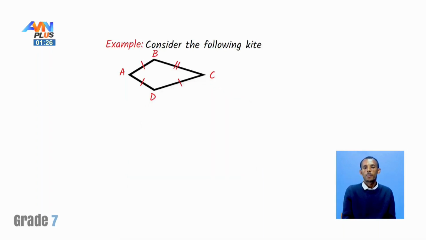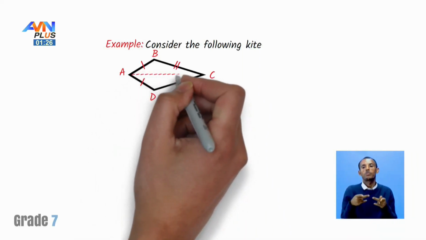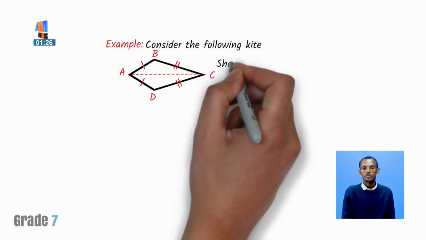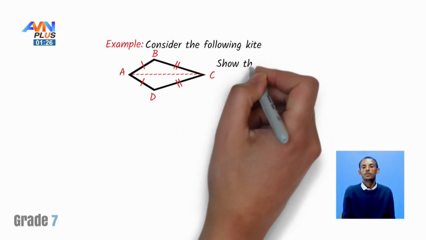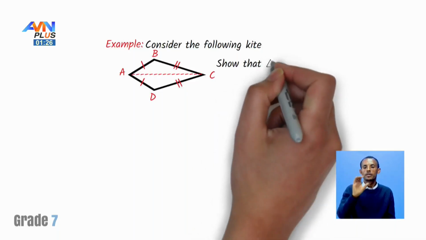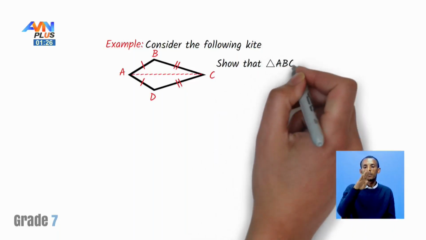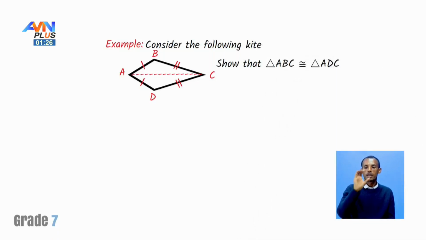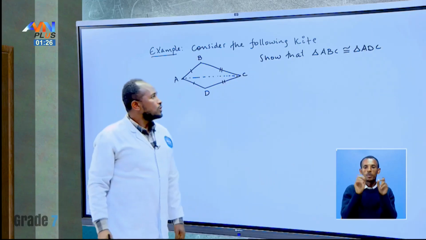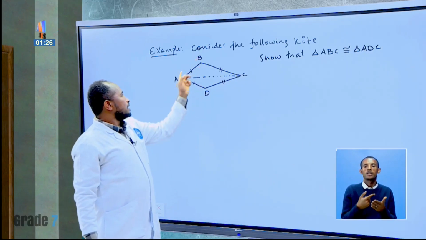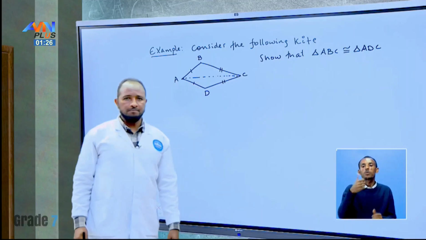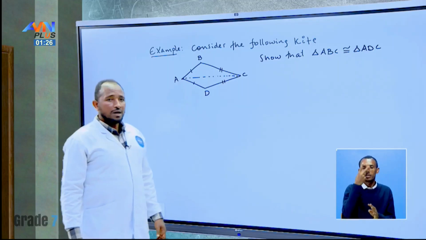So the question here is, show that triangle ABC is congruent to triangle ADC. How do we show whether the upper triangle ABC is congruent with the lower triangle ADC? By which congruency test? Let's see the answer together.